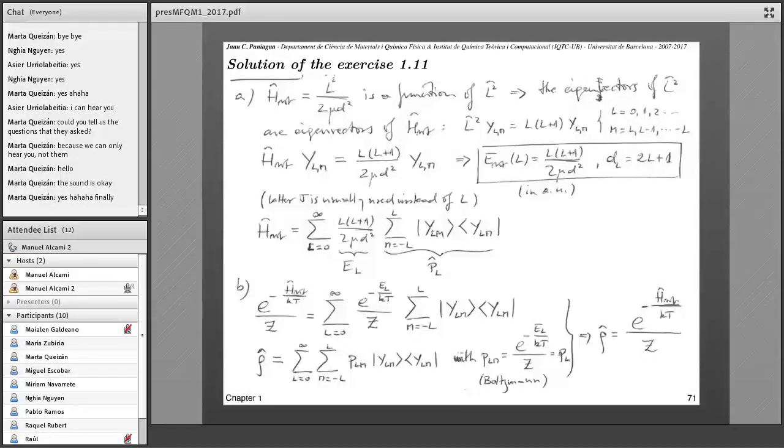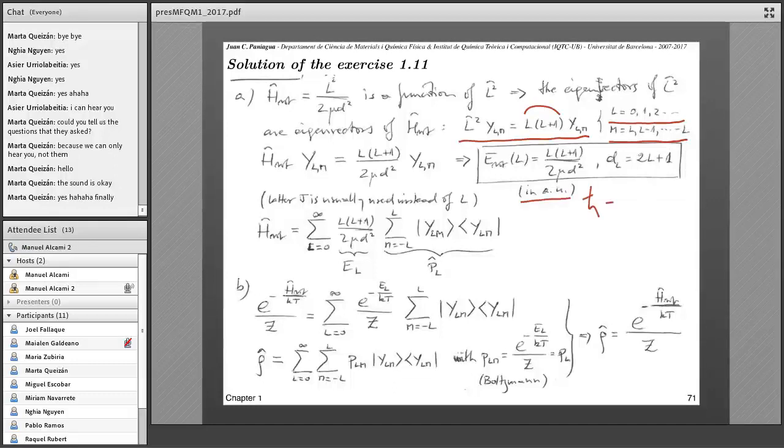So, since the Hamiltonian is a function of L squared, it has the same eigenvectors as L squared. And we know that the eigenvectors of L squared fulfill this eigenvalue equation, where L is an integer quantum number, and these eigenvalues are degenerate with respect to a second quantum number that identifies the z component of the angular momentum. So, well, I have here these atomic units.